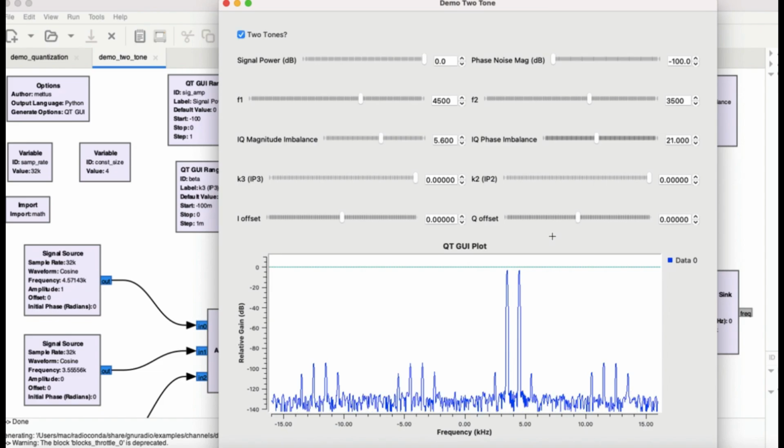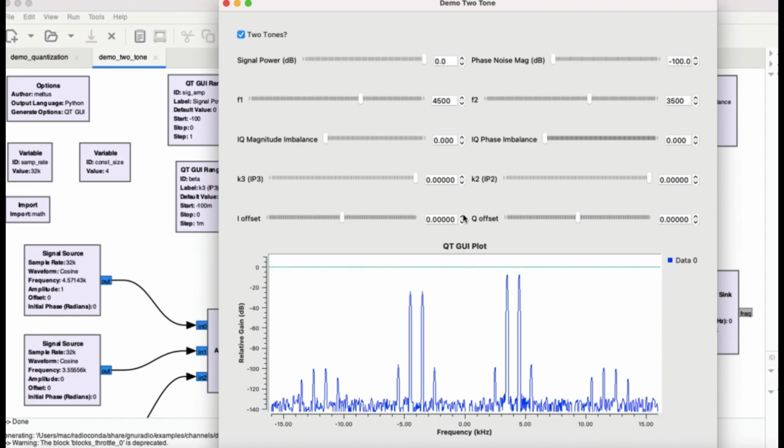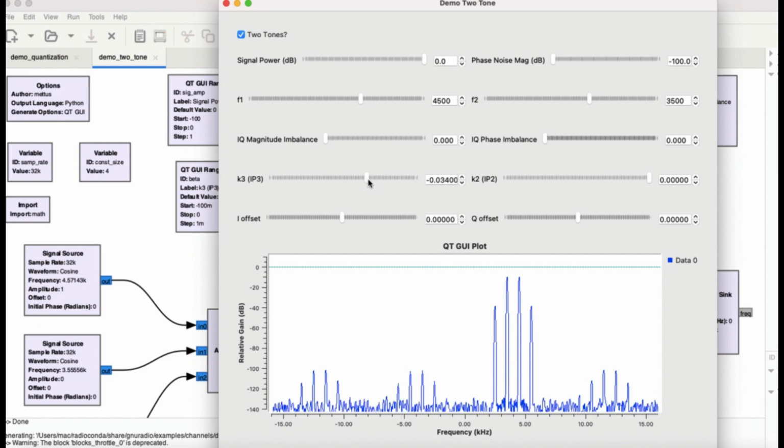Now the other two things that I'm really interested in are the non-linearity distortions, which are your IP3s and IP2s. This is what I'm interested in. So let me set this IQ imbalance and phase imbalance to 0, and let's see the effect of these IP2s and IP3s on my signal. Let's do one by one. Let's do the effect of IP3 first. Let's change this to any value besides 0, because 0 is the ideal condition. So let's change this to some value.